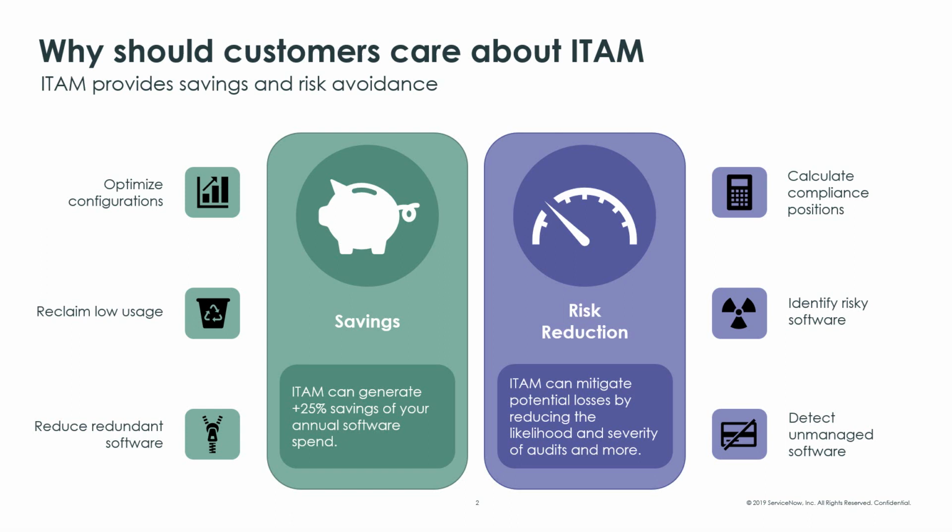And the last one I wanted to talk about under risk reduction is really around identifying software that is purchased outside the normal procurement means to really ensure that your processes are being used. This is where we detect unmanaged software.